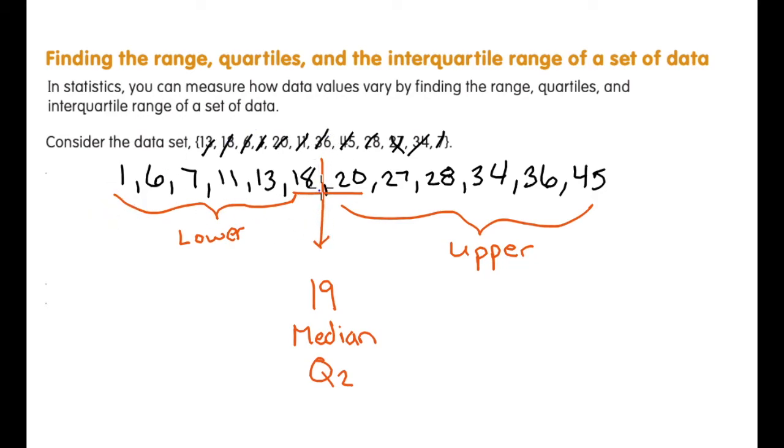Once we split our data in half, we have 6 numbers on the left side and 6 on the right side. 6 is another even number. 6 divided by 2 is 3, so we're going to take the 3rd and the 4th numbers, which are 7 and 11 here. When we find the average between 7 and 11, 7 plus 11 is 18. 18 divided by 2 is 9. So the median of our lower half, also known as quartile 1, or our lower quartile, is 9.